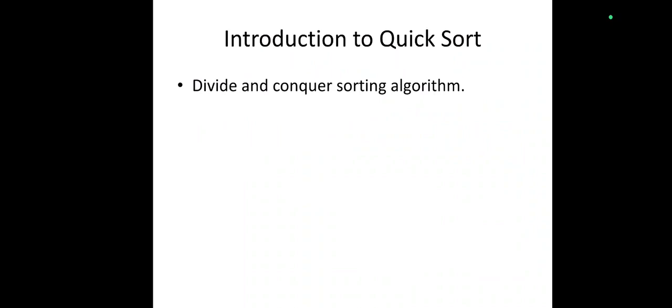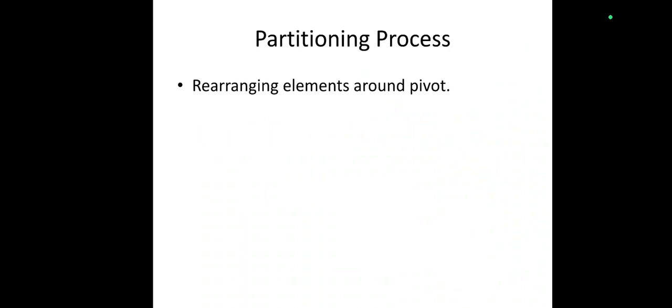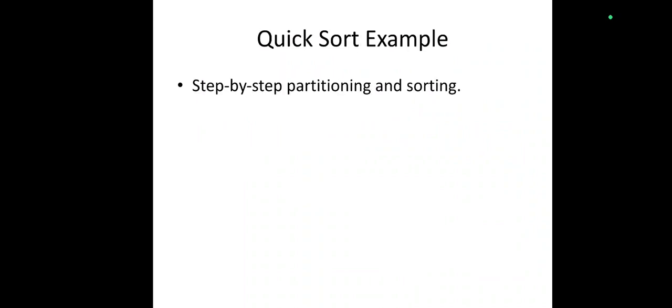Working principle: select a pivot element, divide the array into two parts, elements smaller than the pivot and elements larger than the pivot. Recursively sort both parts. Choosing an element as pivot, the partitioning process, rearranging elements around the pivot.